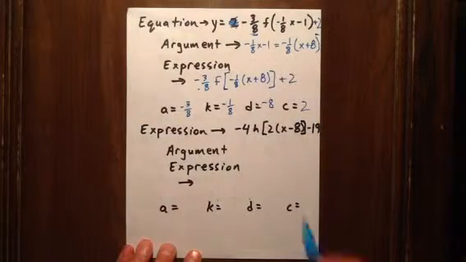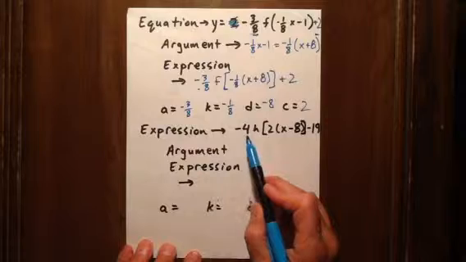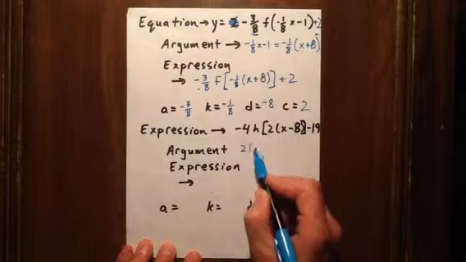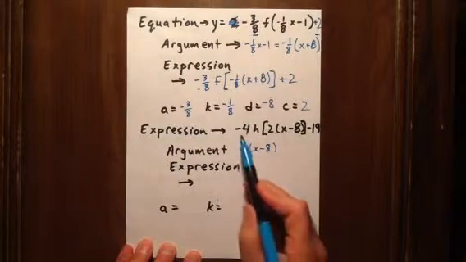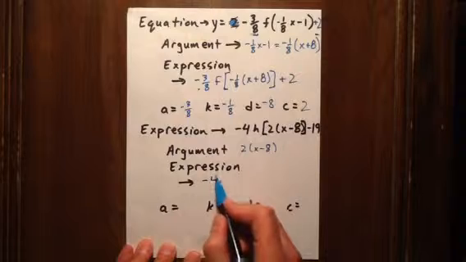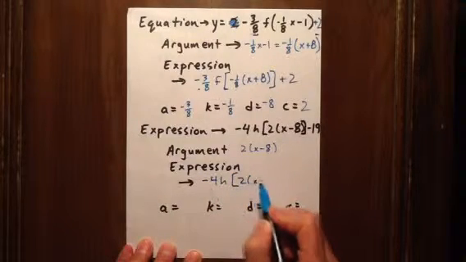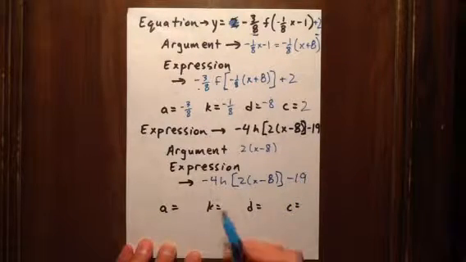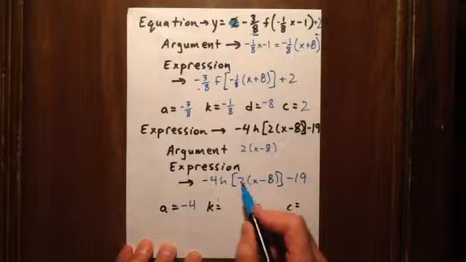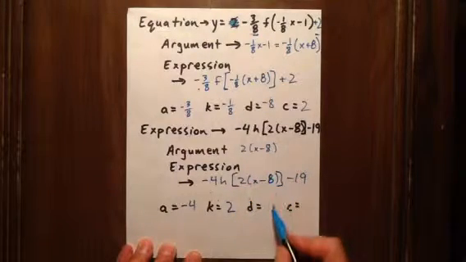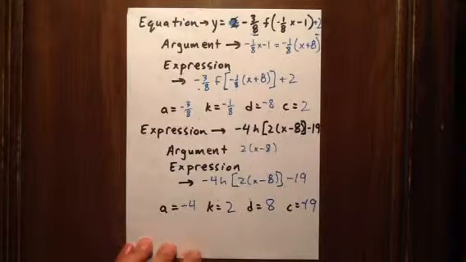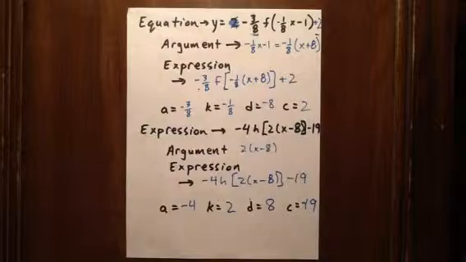Okay? Next one here. Well, this is actually really put in a nice form for us already. Our argument is 2 bracket x minus 8. And our expression is exactly what's written here. Negative 4h 2 bracket x minus 8 minus 19. Our a value is negative 4, our k value is positive 2, our d value is positive 8, and our c value is negative 19. And now that we know these values, we're going to be able to perform transformations on the parent function really well.